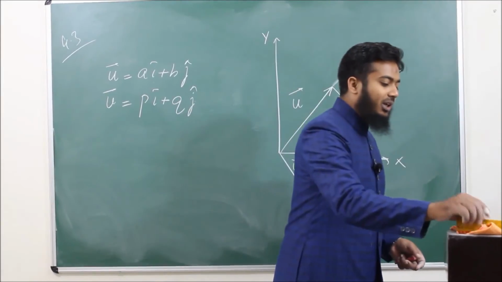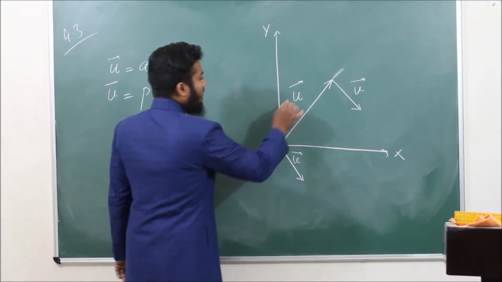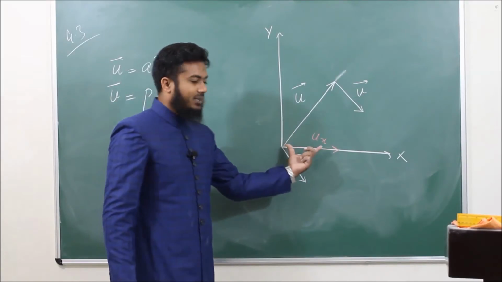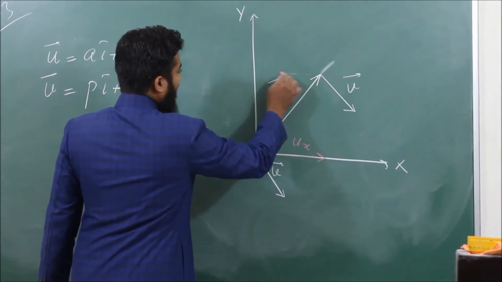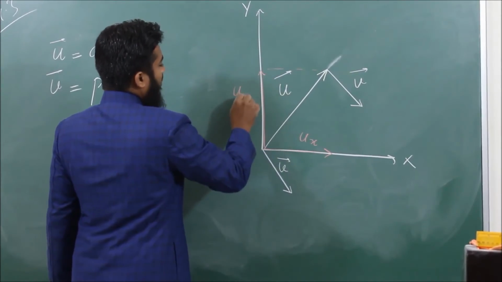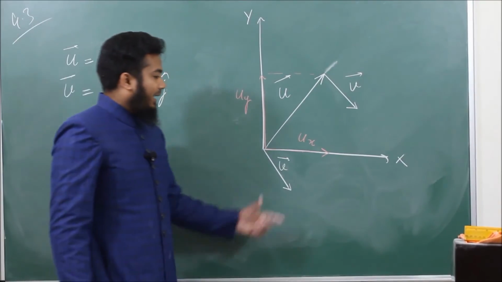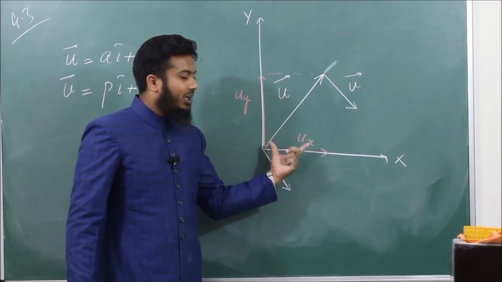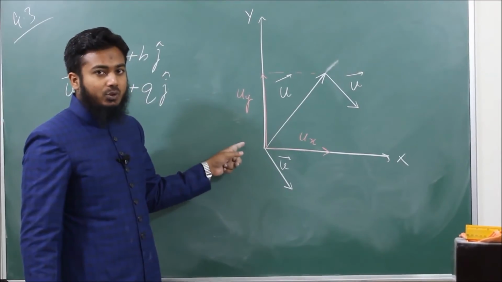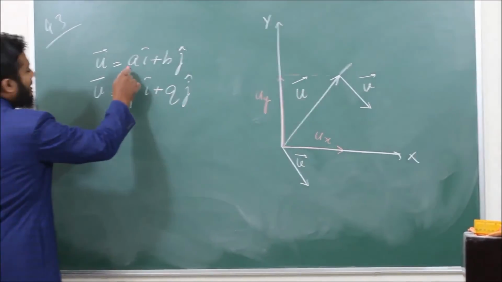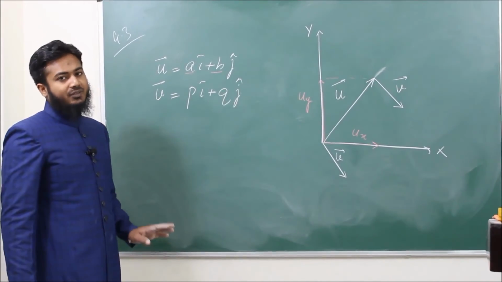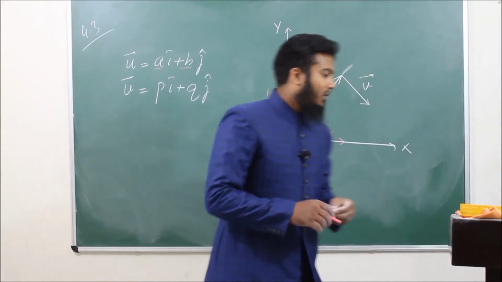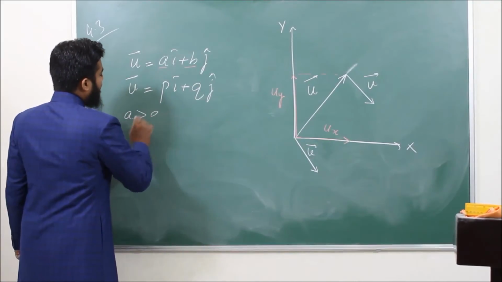Now let's see the components of the two vectors. The component of u along the x-axis will be this component, and the y component will be this one. So this is the y component of the vector u, and this component is along the positive x-axis. So the x component of vector u is positive, and the y component of u is also positive. So both components have positive signs. So here both a and b are positive, both are greater than 0.